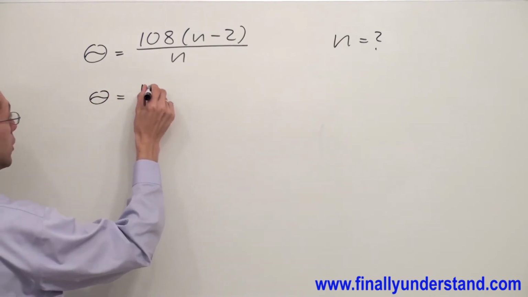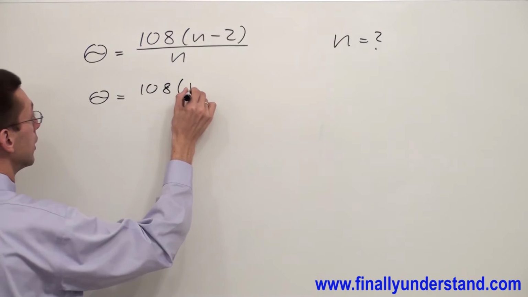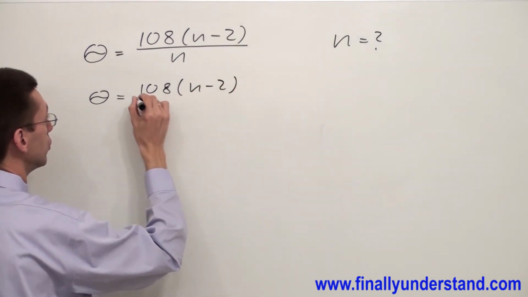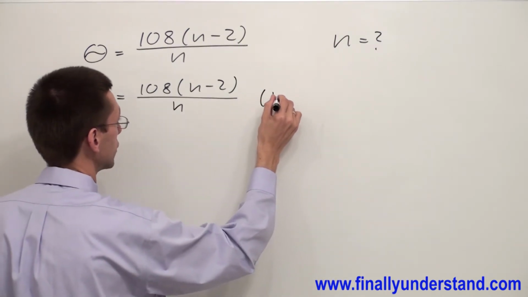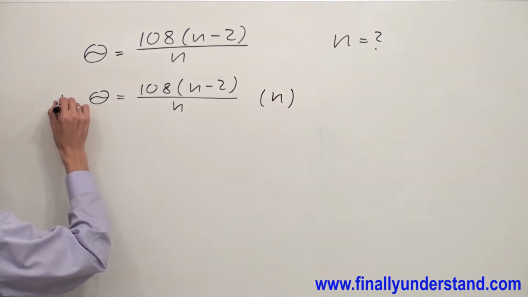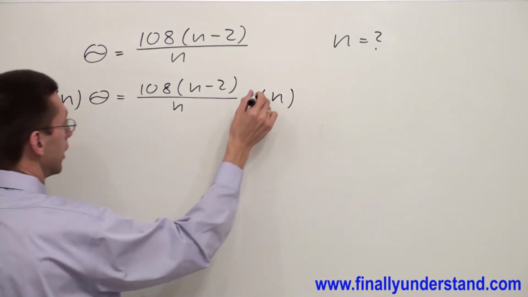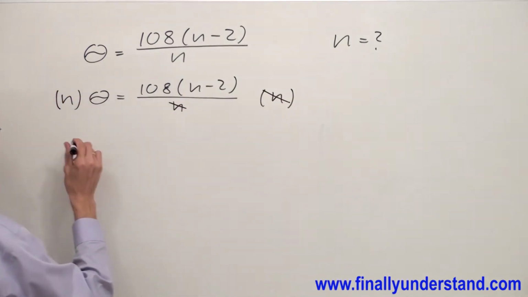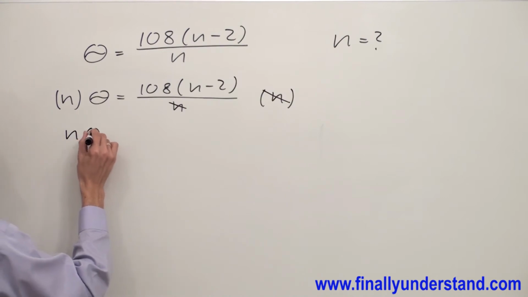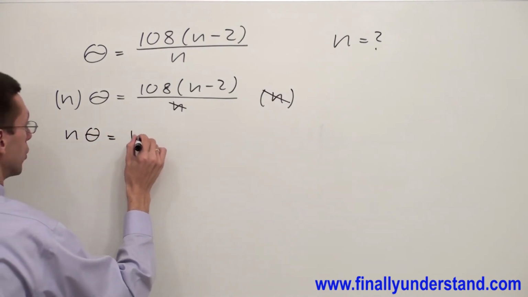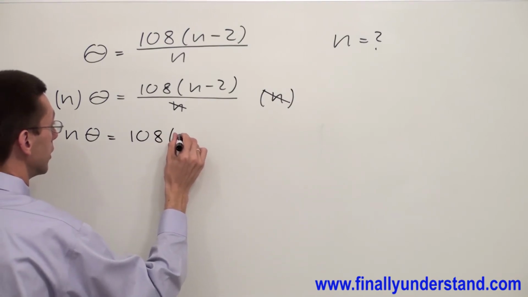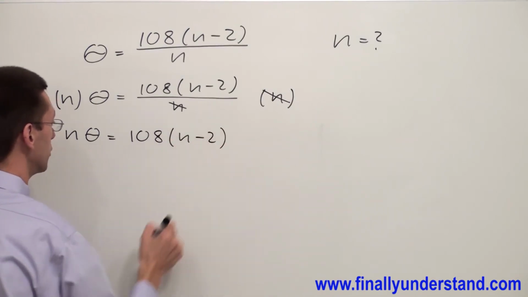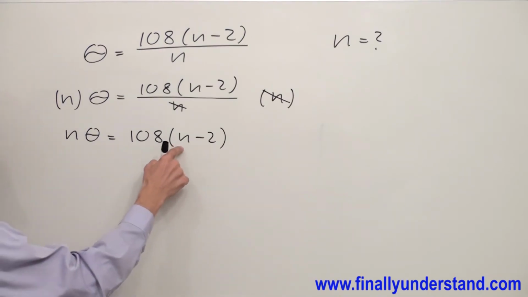So we have theta equals 108 times (n minus 2) over n. We have to multiply both sides of the equation by the denominator, so by n. N and n will cancel out. So I have n theta equals 108 and I have n minus 2 inside of the parentheses.